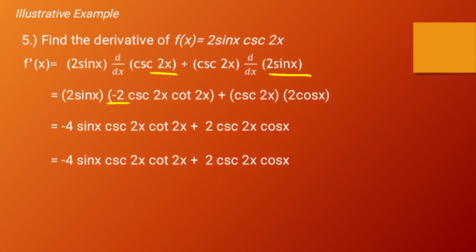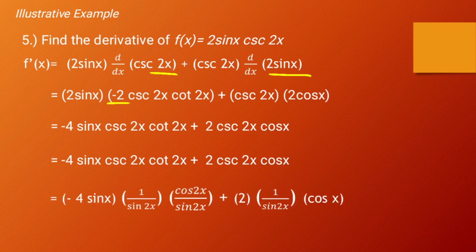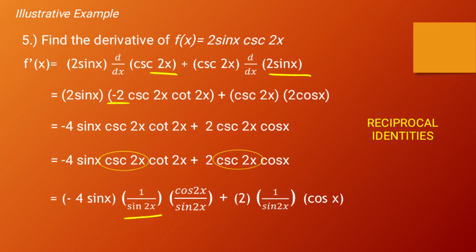And then I would like you to look deeper because you are going to see different identities here in this part. First one is the reciprocal identities. For the cosecant 2x, on our table or on our rule, we have cosecant 2 theta is equal to 1 over sine 2 theta. That's why we have this here.